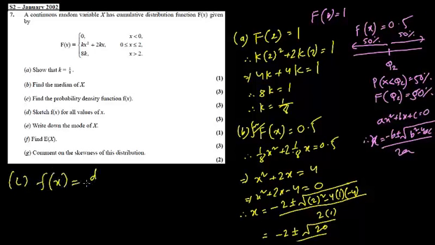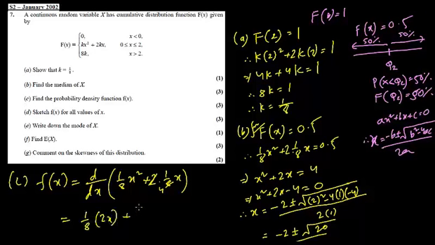The PDF is d by dx of the CDF, which is 1 by 8 x squared plus 2 into 1 by 8 x. So this is 2, 4 is 8. When we differentiate, this will be 1 by 8 times 2x, plus 1 by 4 times 1. So this is going to be 1 by 4x plus 1 by 4.